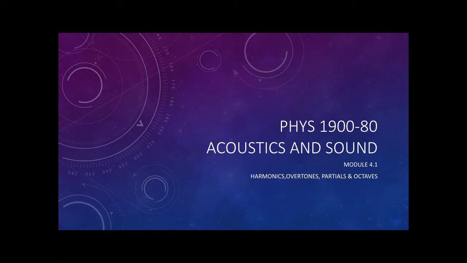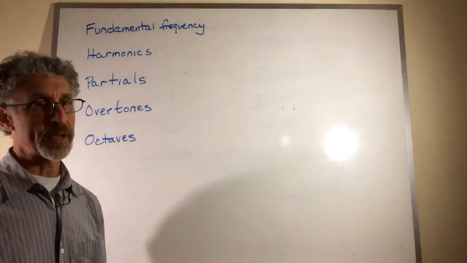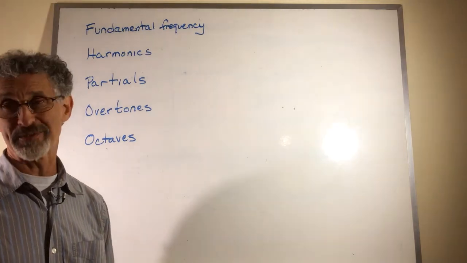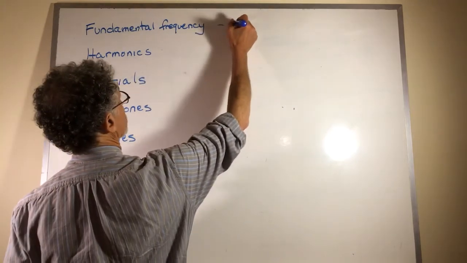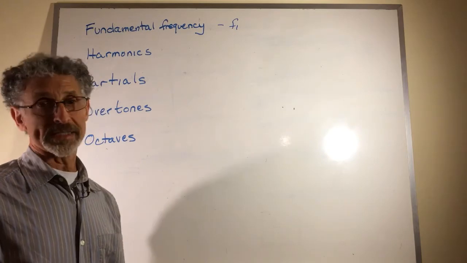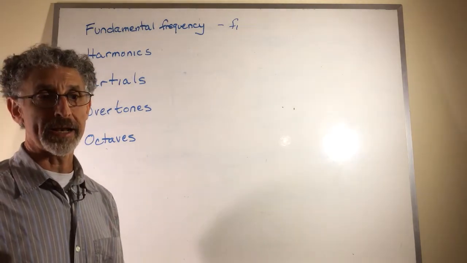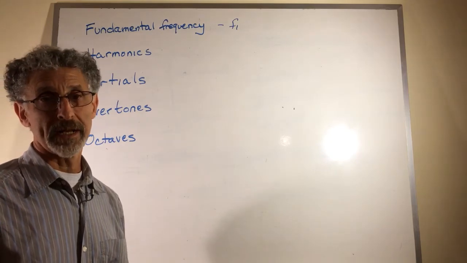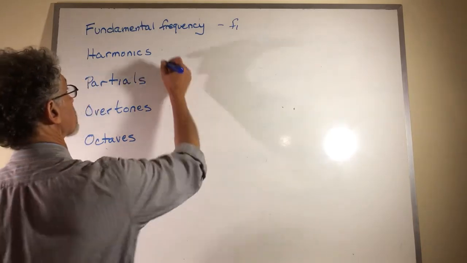Module 4.1, Harmonics, Overtones, Partials, and Octaves. So we spoke about the fundamental frequency being the lowest resonant frequency of a vibrating system, and we refer to that as F1. We then said that a harmonic is another resonant frequency that is an integer multiple of the fundamental frequency.